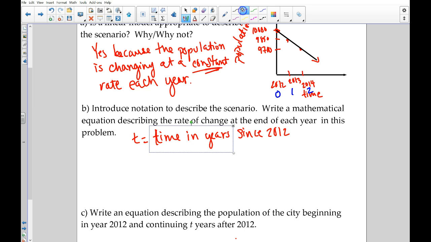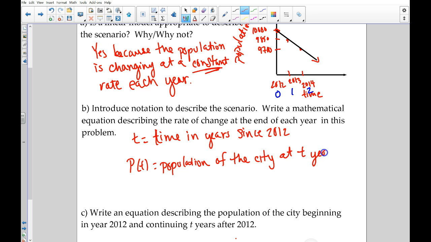And then I'm also going to define my vertical axis, P of t, to be the population of the city at t years after 2012. Okay, and so that'll just be my vertical axis up here. Alright, so first part is done, and now I want to write a mathematical equation describing the rate of change at the end of each year of this problem.